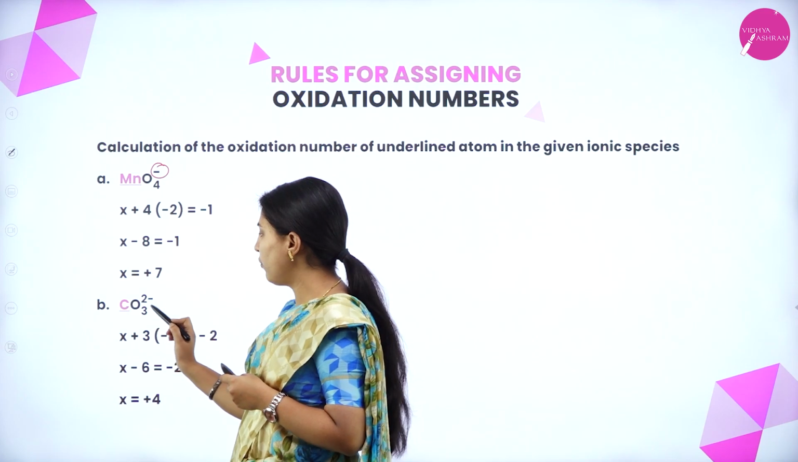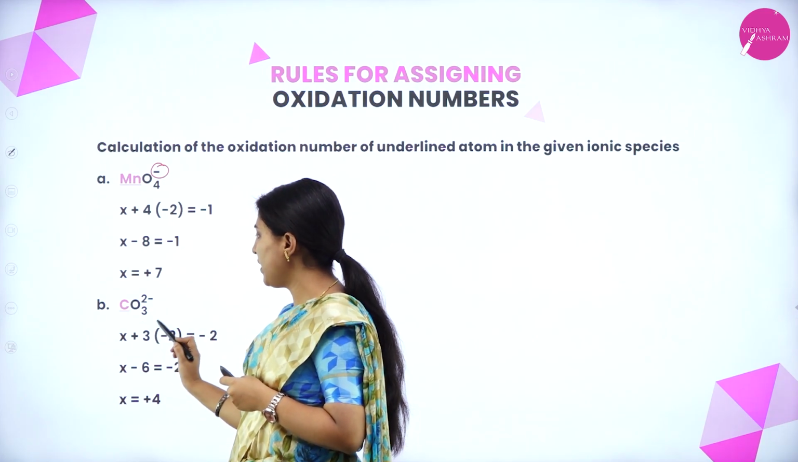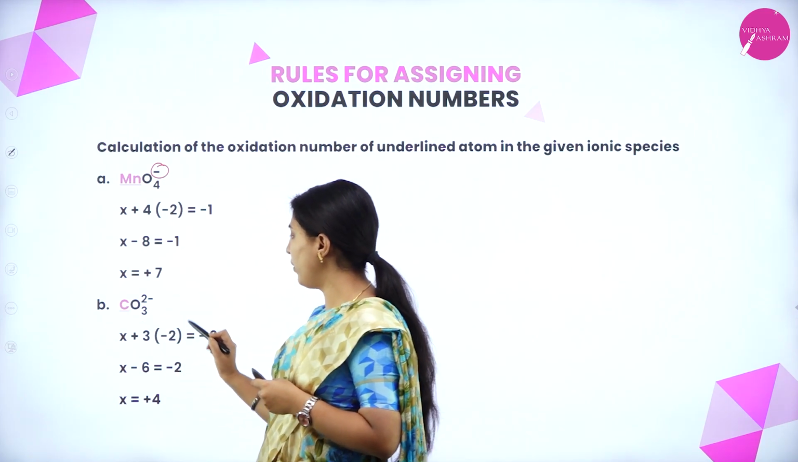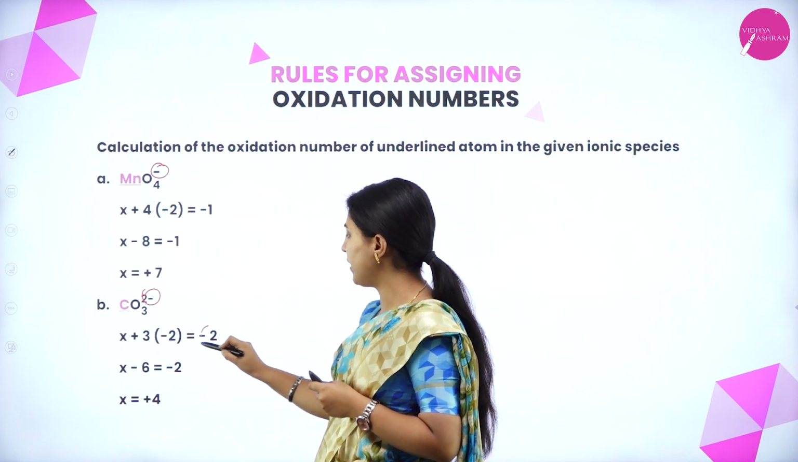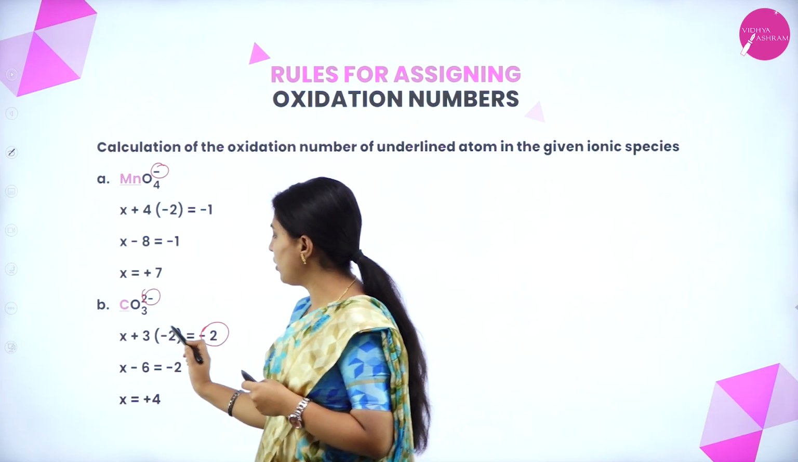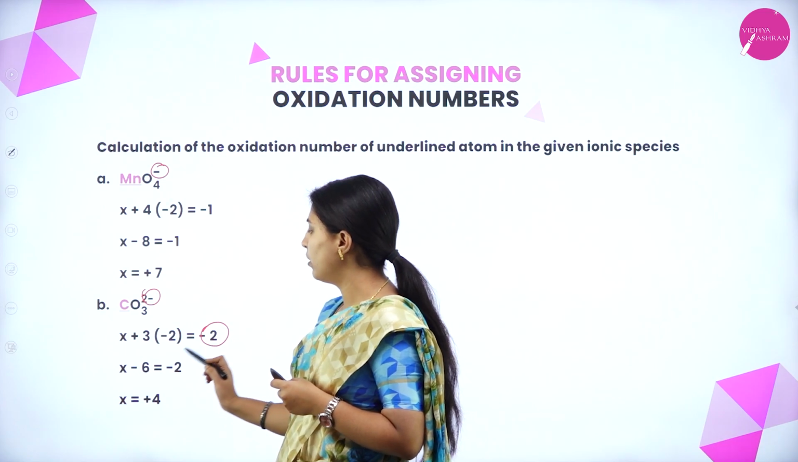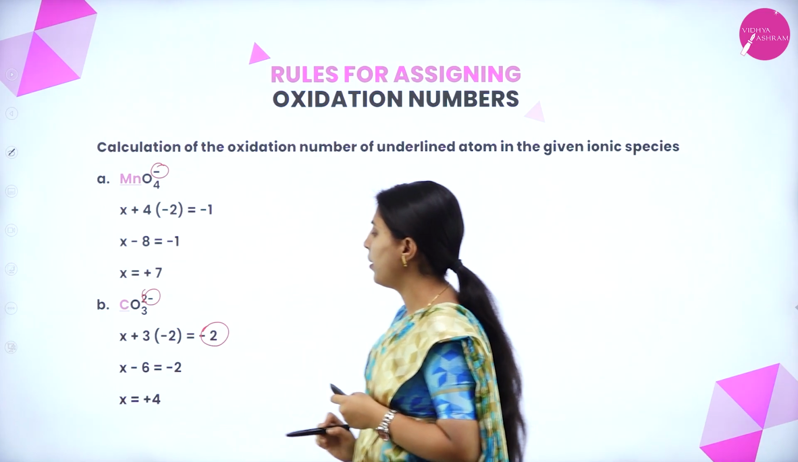This is carbonate, CO3 2-. X plus 3 into minus 2 equals minus 2. This minus 2 will be present here. X minus 6, 3 twos are 6, equals minus 2. So x equals plus 4.